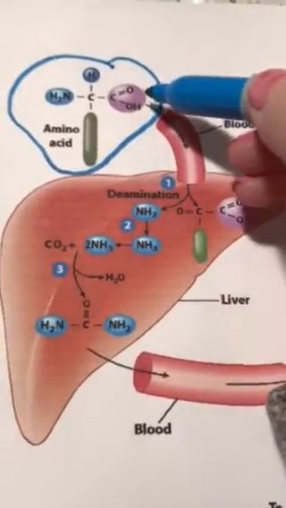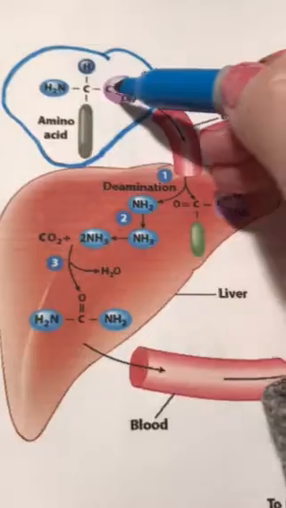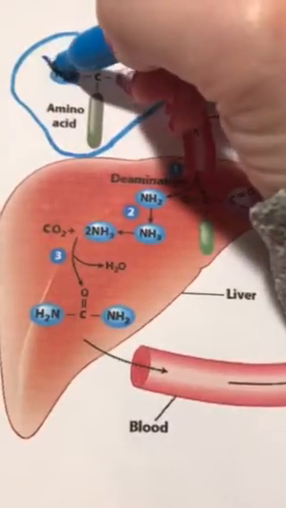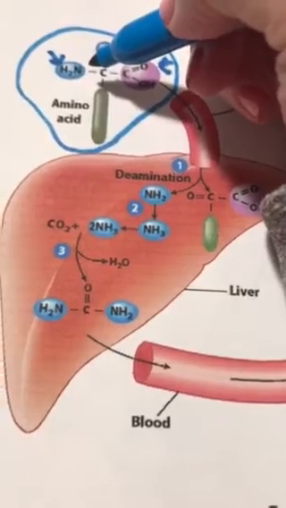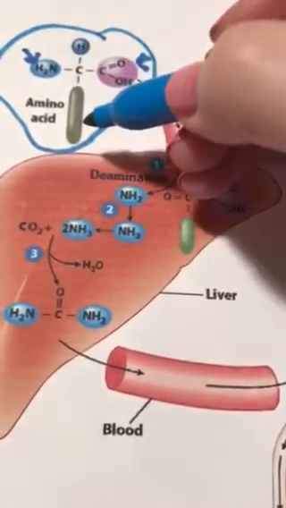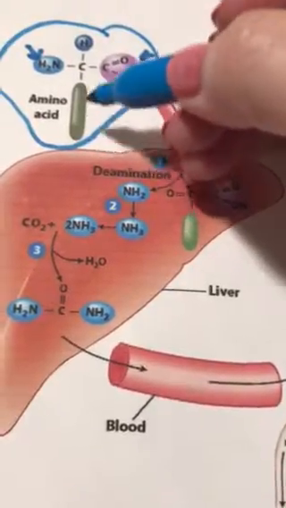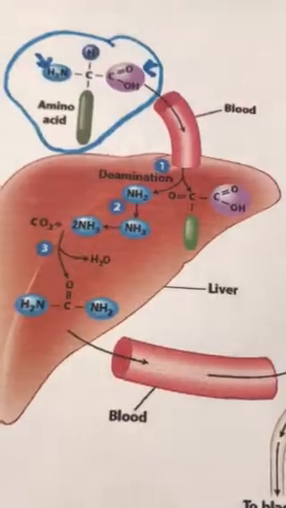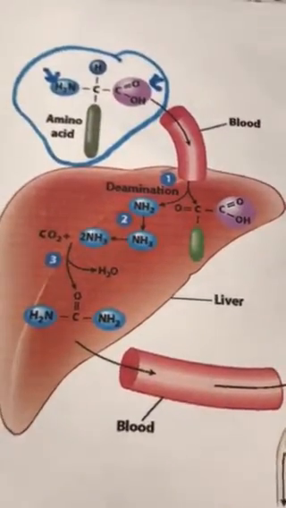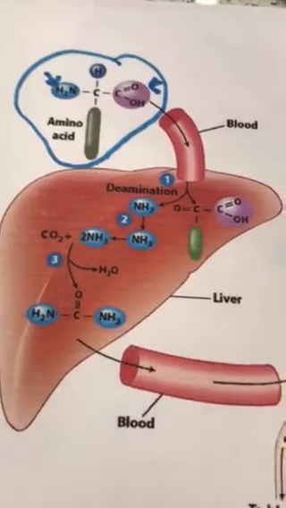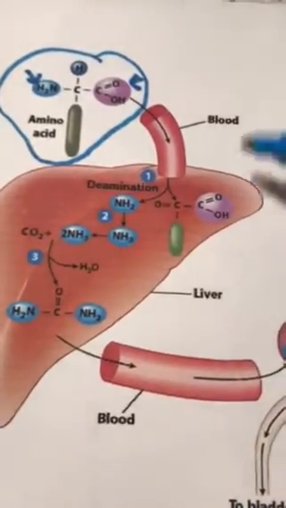You've got your carboxyl here, COOH. You have your amine here. The amine is NH2. There's the carbon, there's the hydrogen, that's your R group. This green thing here is the R group. So when we break down amino acids, remember, we've just eaten some protein. The protein gets hydrolyzed into amino acids. The amino acids are absorbed into the blood.